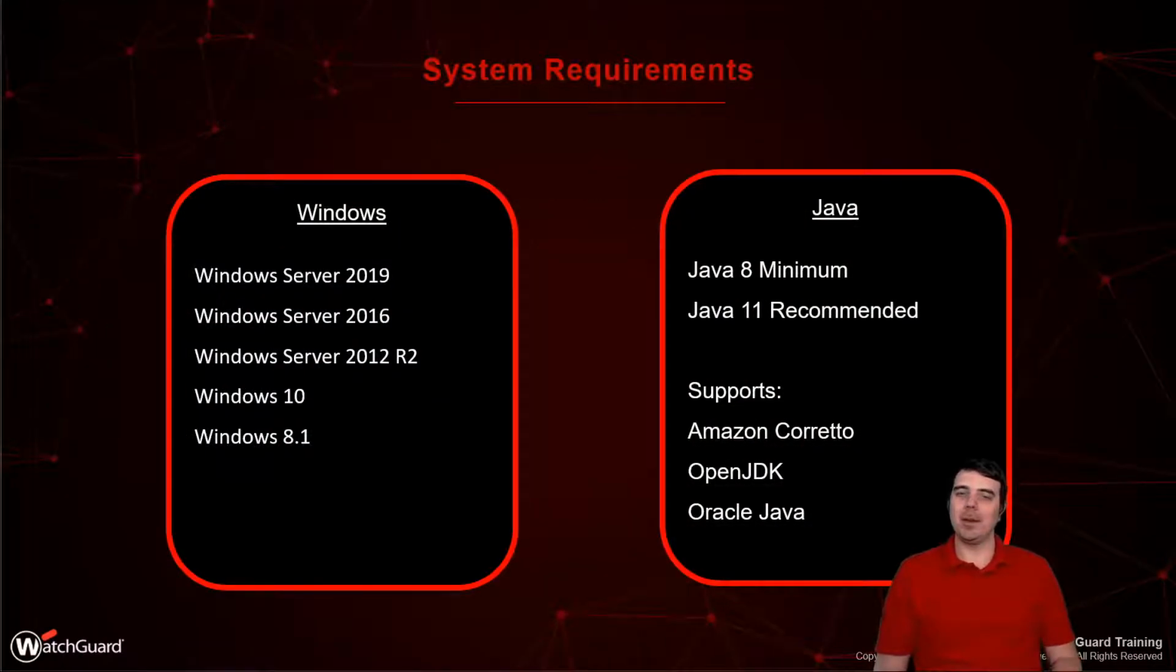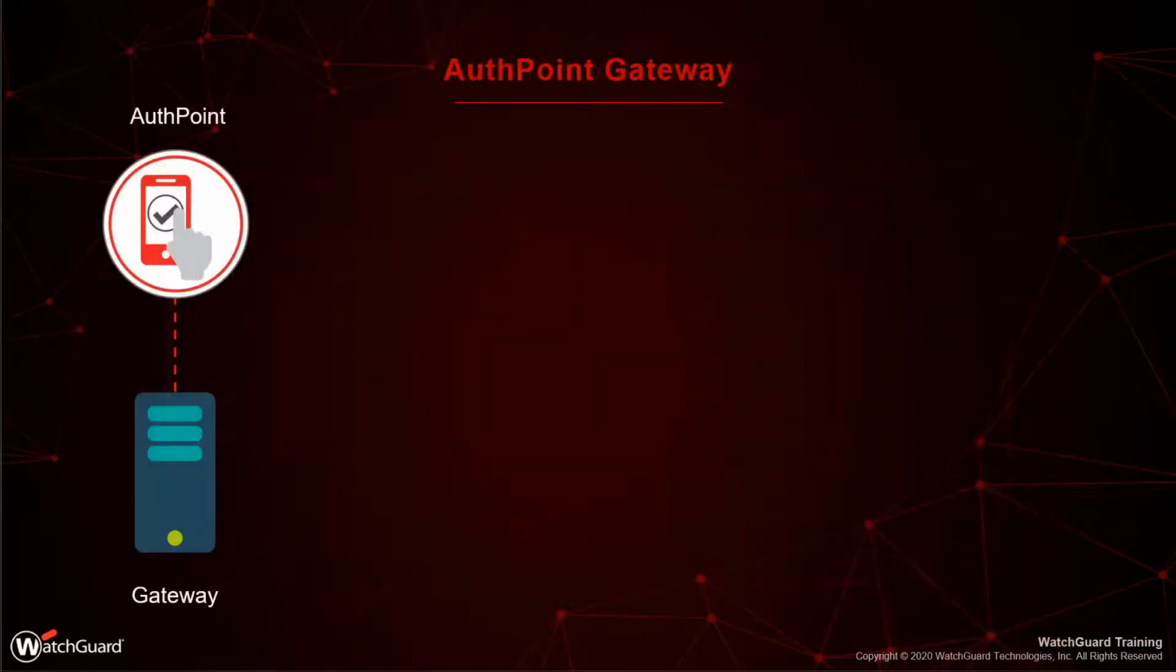First of all, the gateway has a couple system requirements. It must be installed in Windows, and it does require Java to function. We recommend Amazon's Corretto Java 11, but other options are available as well. The gateway is required for the Radius, Ldap, and ADFS integrations. Radius and Ldap packets both contain sensitive information that can be sent in plain text, so the gateway enables AuthPoint to integrate with those protocols in a secure way.